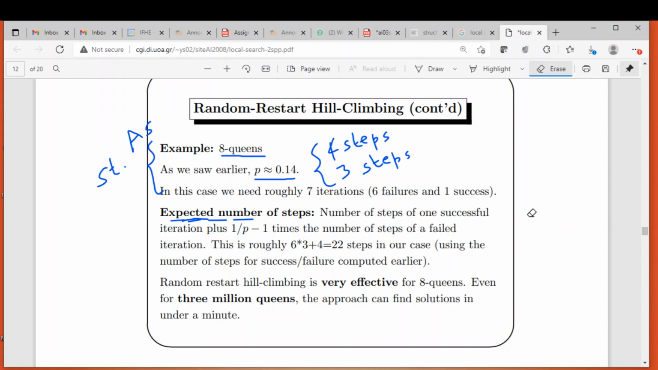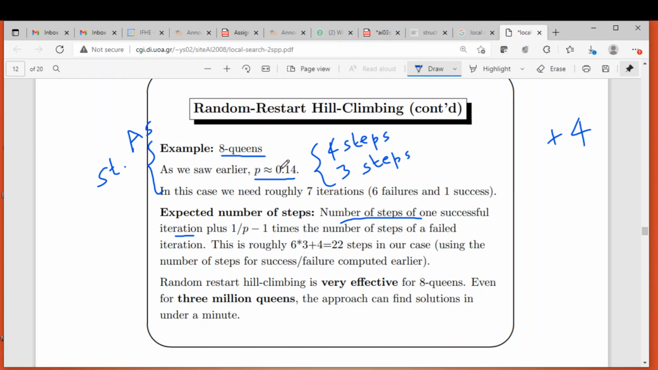Okay. So here is a method to find the expected number of steps. The expected number of steps can be calculated like this. It is the number of steps of one successful iteration. That is fine because only in the last iteration will it be successful, so that we have to include. But to that we have to add something else. What is that? Plus 1 by p minus 1 times the number of steps of a failed iteration.